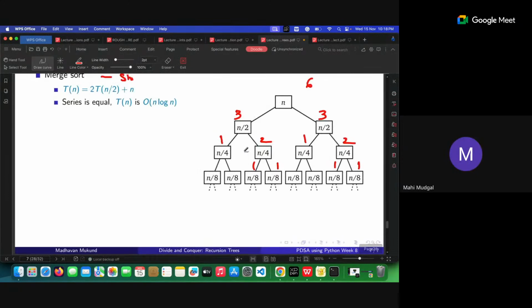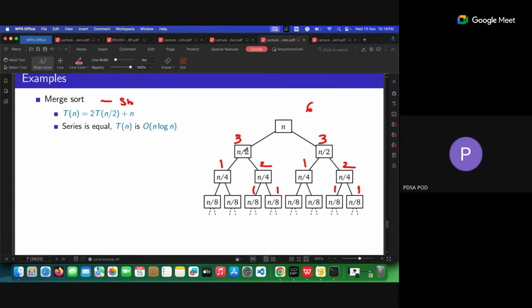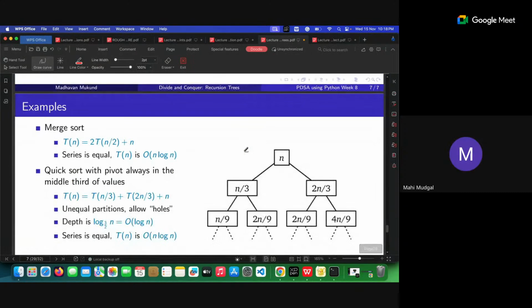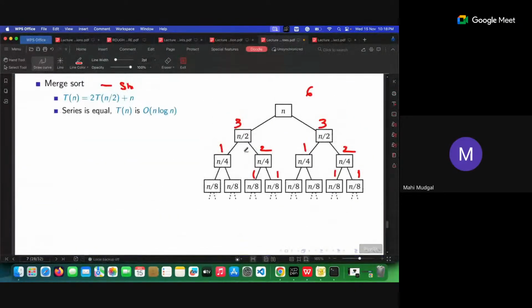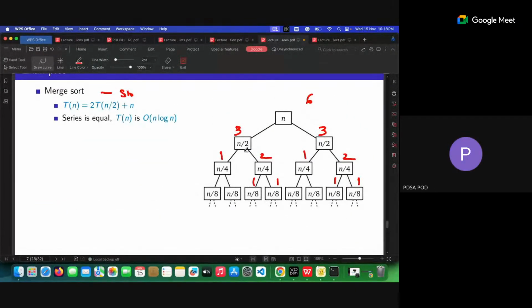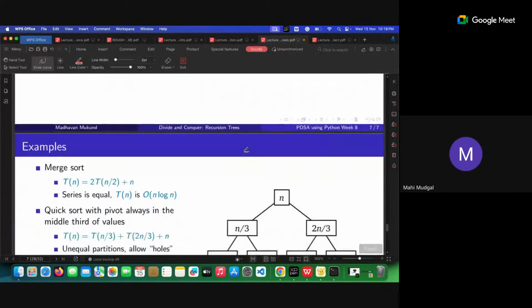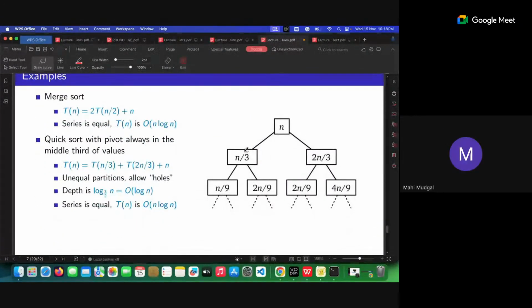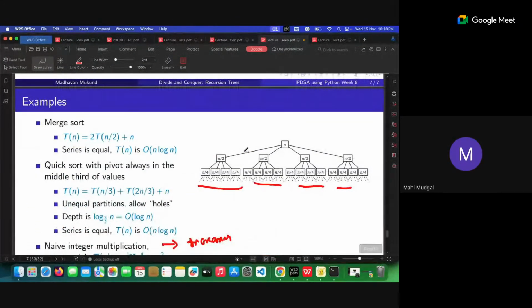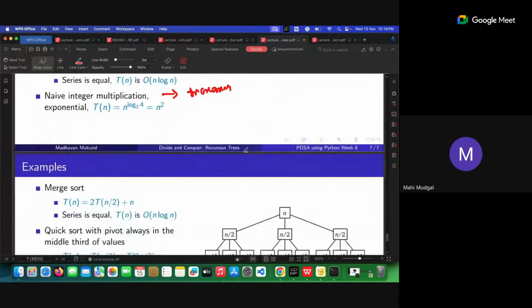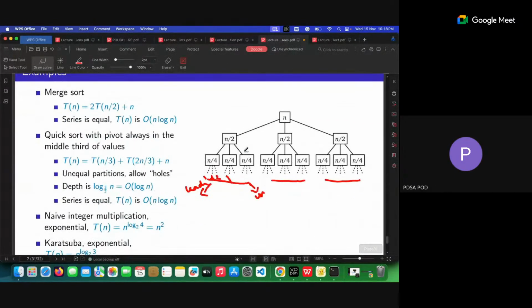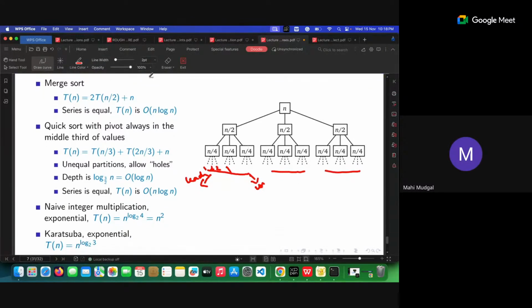Sir, this is merge sort. This is quicksort. Can you scroll down to the last example? Yes. Here, in the Karatsuba exponential, it is n to the power log 2 3.